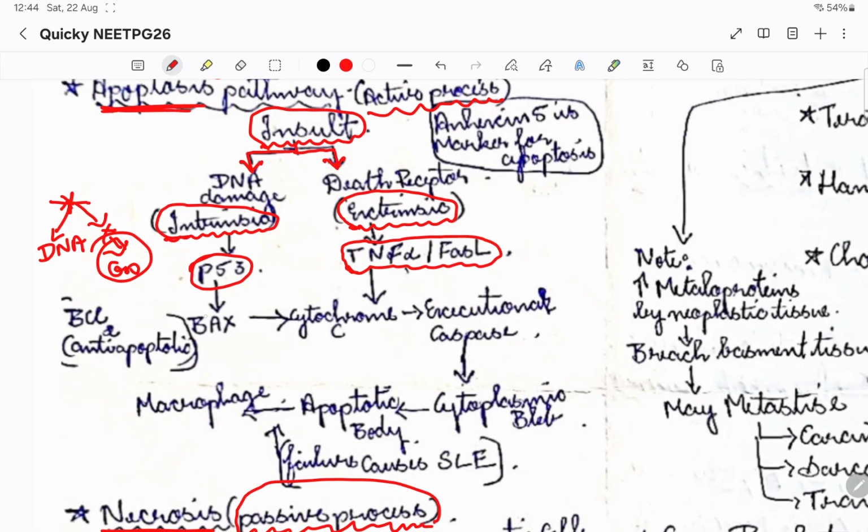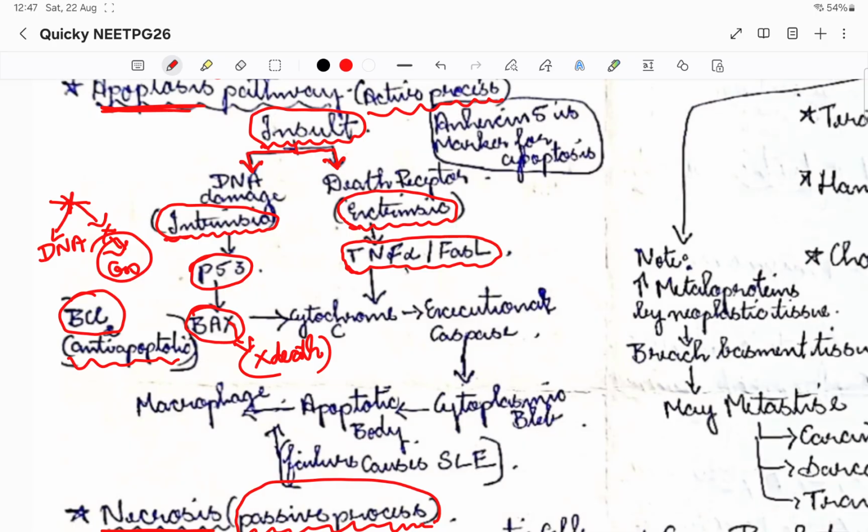What it will do is activate BAX. Remember X as death, X is death. Because there is one more thing called BCL2, which is anti-apoptotic. BAX is pro-apoptotic, whereas BCL2 is anti-apoptotic.